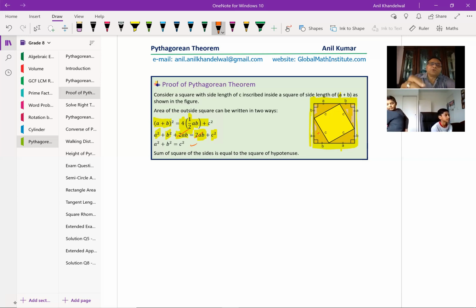Do you understand this proof? Yes. Good. So Arav, for you, you don't have to understand the proof, but you have to understand the formula. If you have a right angle triangle, then always a square plus b square is c square. Is that clear? Yeah. Now, both of you know the formula.